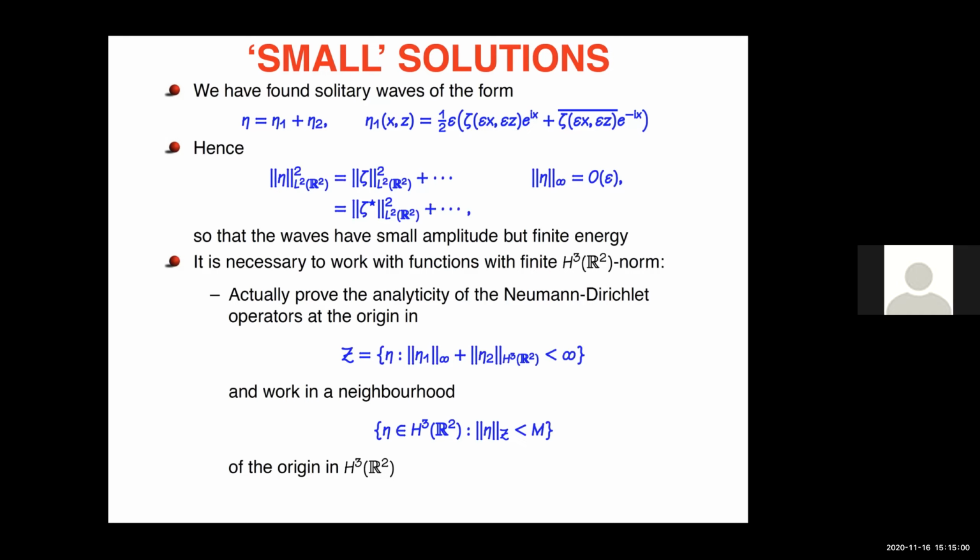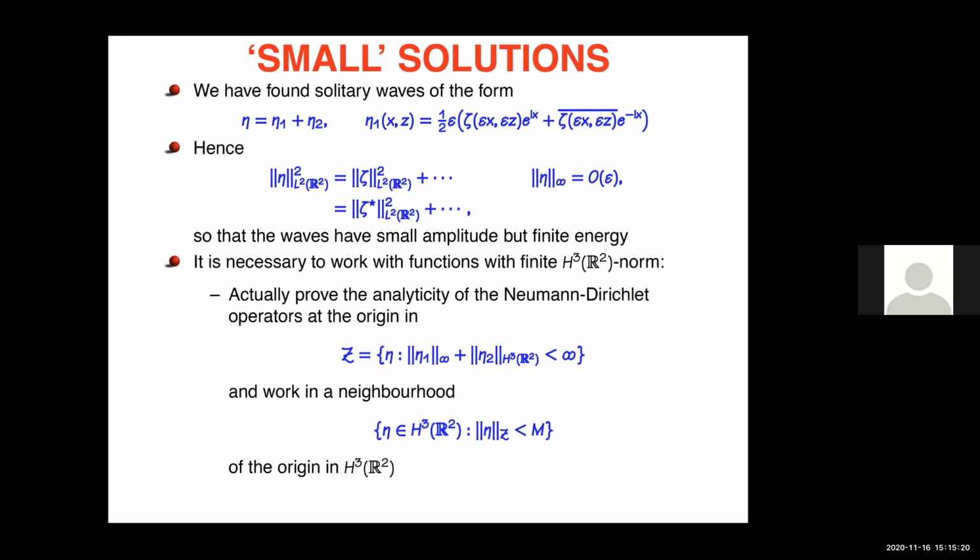But this result isn't quite enough because the radius of analyticity might be smaller than the amplitude of the solutions we're trying to find. Now, in fact, the argument I used also showed that the Neumann to Dirichlet operators are analytic at the origin in the larger function space Z, shown here.